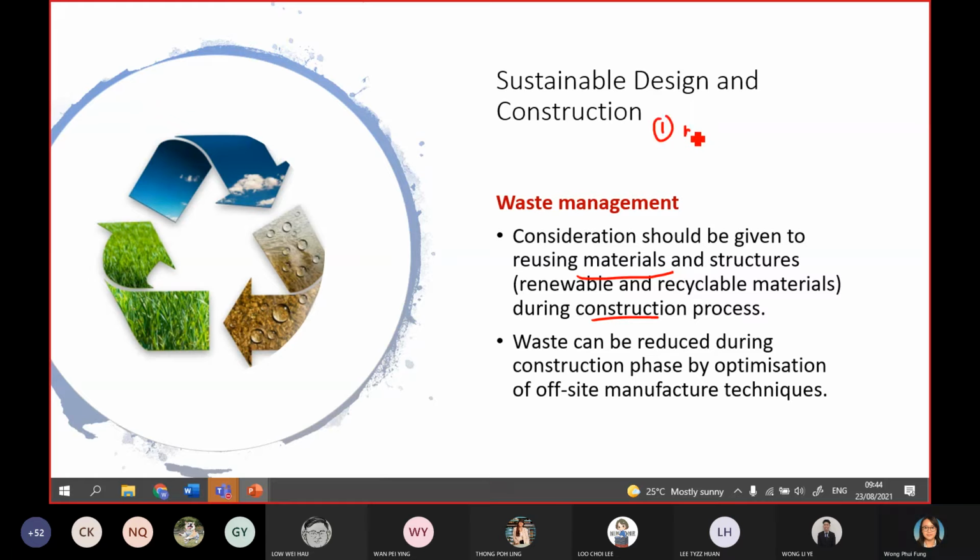First one, minimize landfill. If today you practice recycle and reuse, you will stop sending your waste to landfill. Just now I already explained, landfill is not good. So if we can reuse some of the material and recycle some of the material, then we no need to send the waste to landfill, which actually is a good thing.